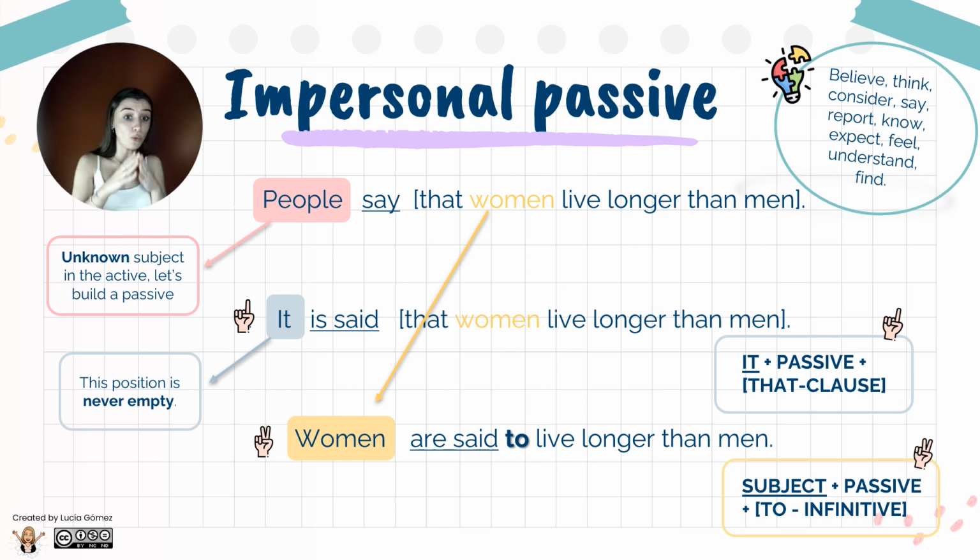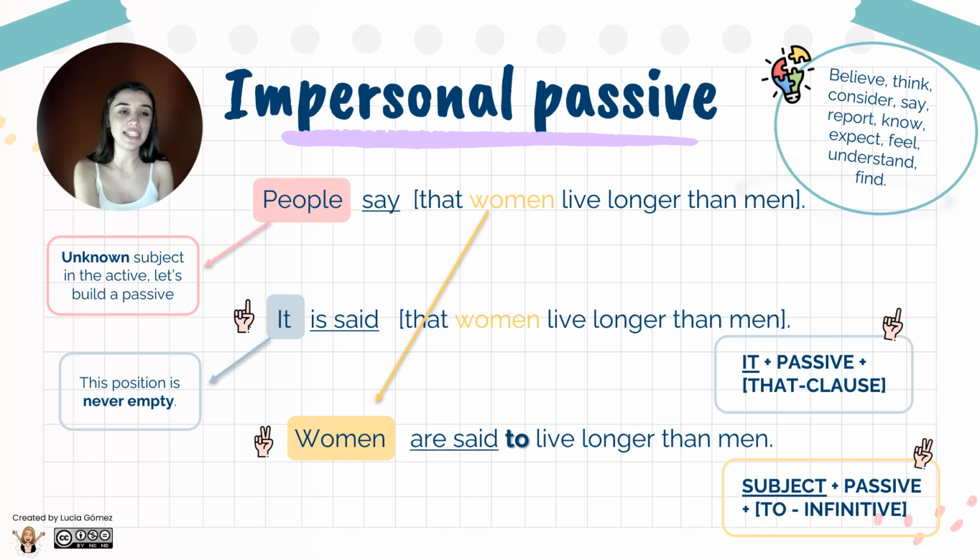Y mi segunda pasiva, esa más compleja con el to infinitive, va a ser a través del sujeto de la subordinada, poniéndolo para rellenar esa posición que se me quedaba vacía y que previamente había sustituido o completado con ese it, ¿vale? Porque el sujeto nunca se puede quedar vacío. Y después are said to live longer than men. Recordad que es obligatorio meter ese infinitivo.